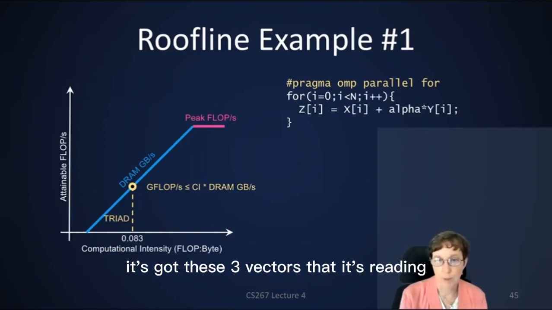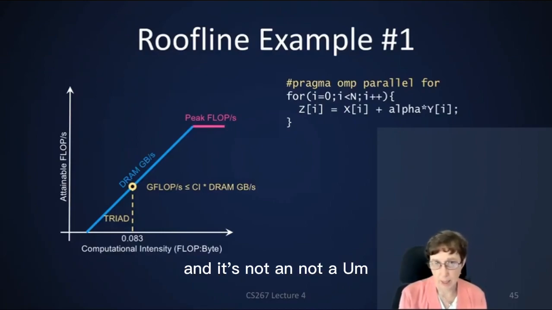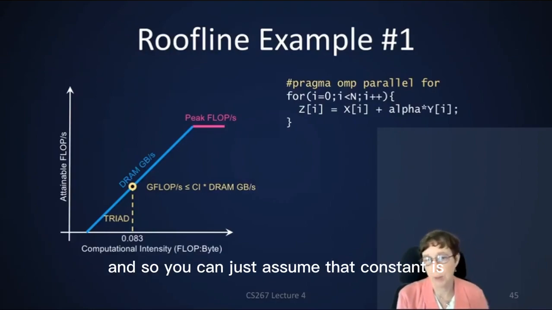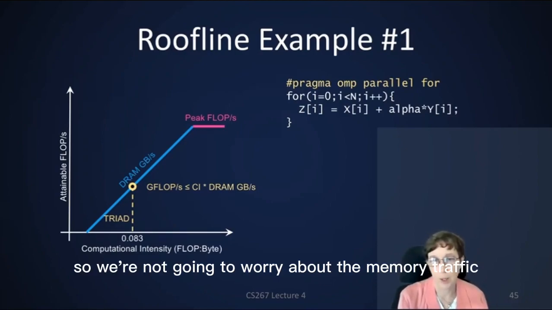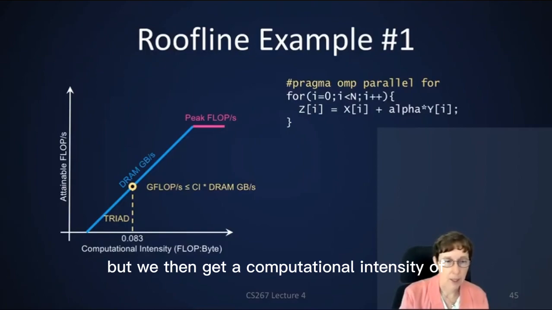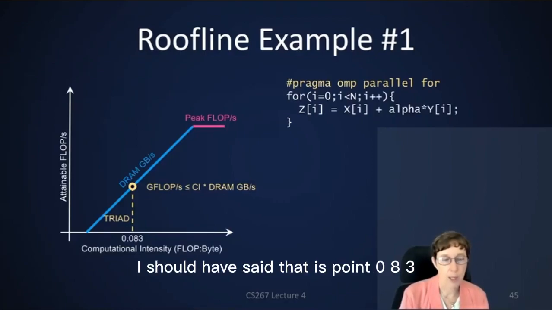It's got these 3 vectors, 2 vectors that it's reading and 1 that it's writing, and it's not a plus equals. So it's just got 2 reads and 1 write, and then there's a constant that you're multiplying. And so you can just assume that constant is sitting in a register, so we're not going to worry about the memory traffic for that one constant. But we then get a computational intensity, in terms of flops per byte, this is double precision, I should have said that, of 0.083.